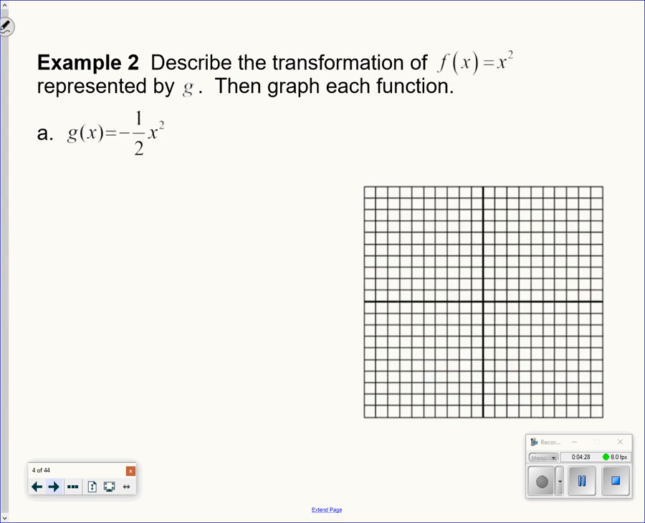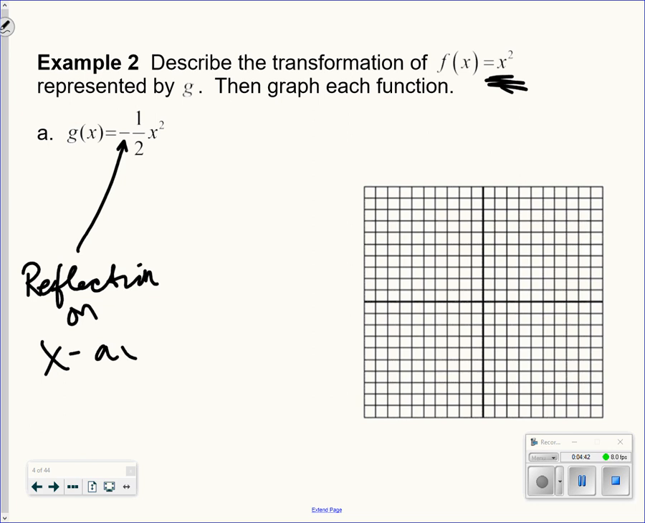So here we go. Describe the transformation. So here's the original. What did they do? They put a negative sign. So they multiplied by a negative. That is a reflection on the x-axis. It's a half. They multiply the entire function by a half. That is a vertical shrink by a half.